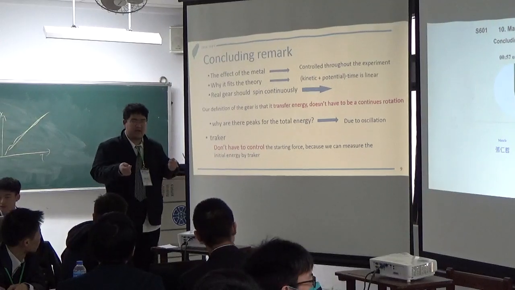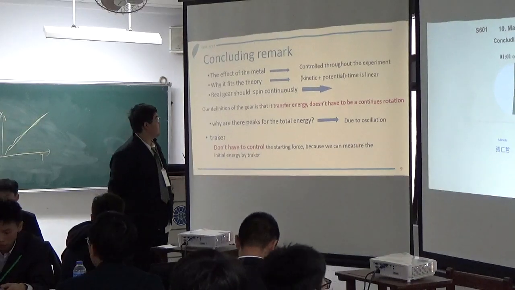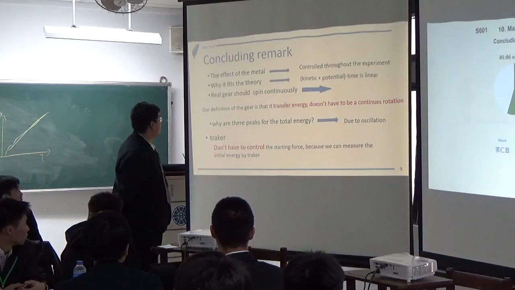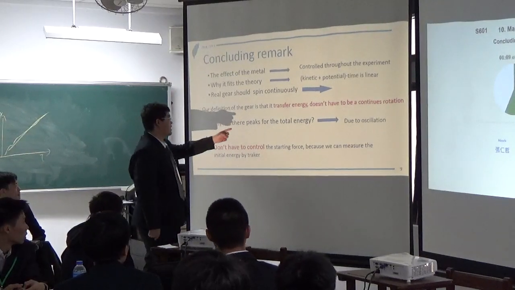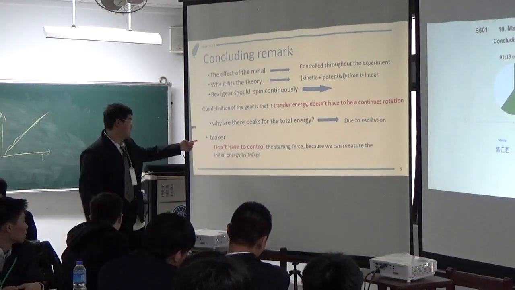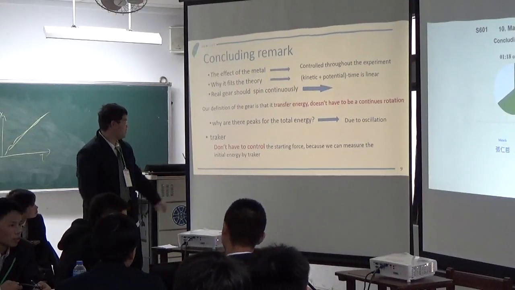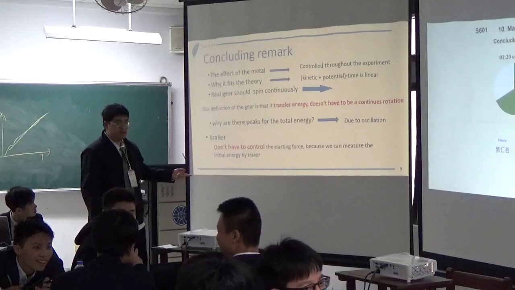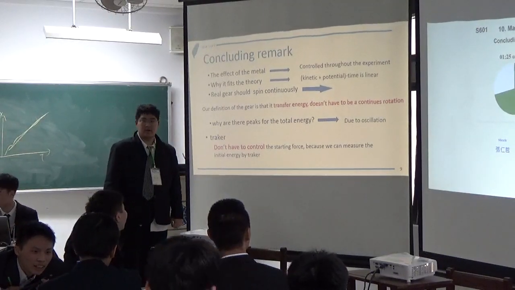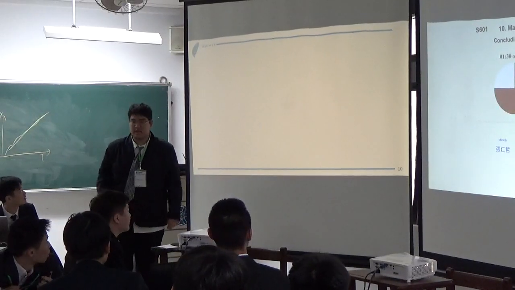in the magnetic gear. What are their peaks for the low energy? Just the isolation, and the tracker is wrong. And you don't have to control the starting point. You can wait and measure the initial energy by the tracker. That's all.